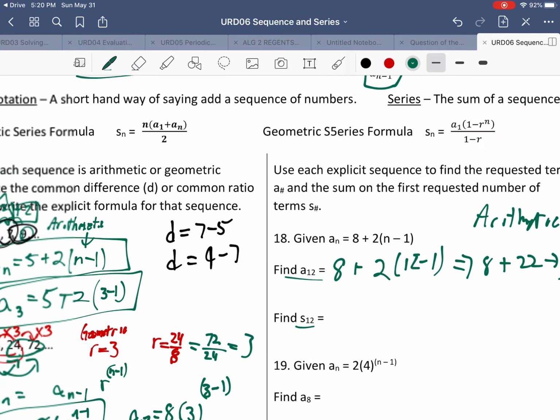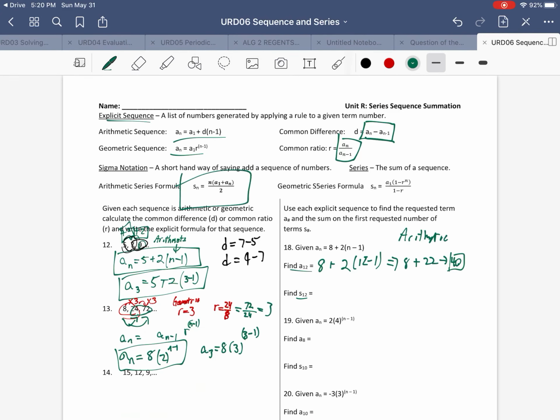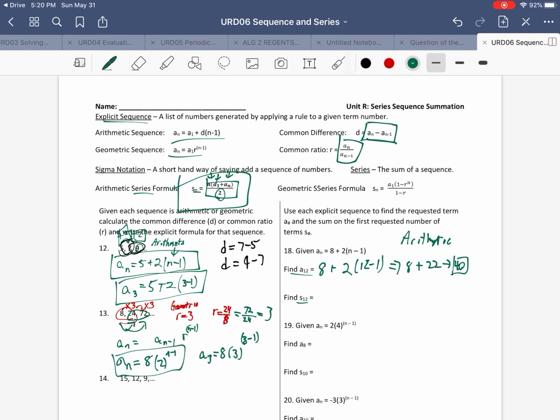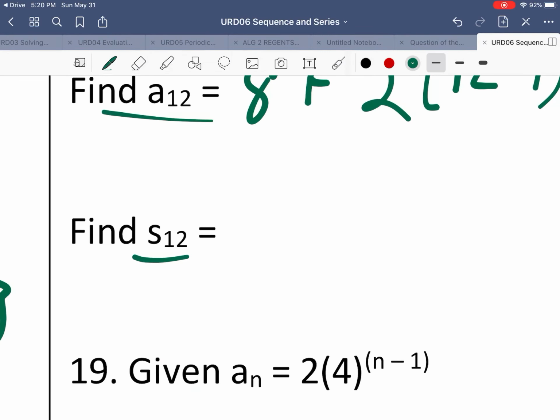Now that's what a_12 means. What S_12 means is to find the sum of the first 12 terms. So the rule for that is here. This is called a series, which is just the sum of the terms of a sequence. So S_n is going to represent the sum. The formula is the number of terms multiplied by the sum of the first and last term divided by 2.